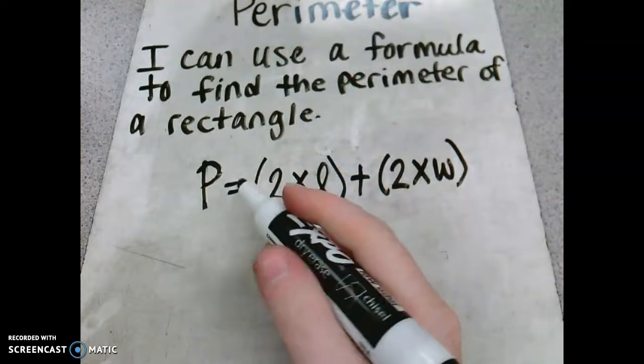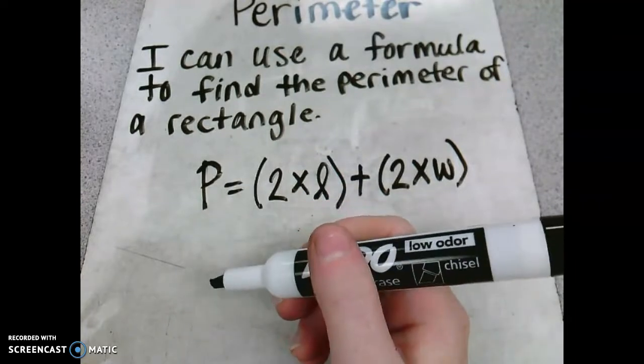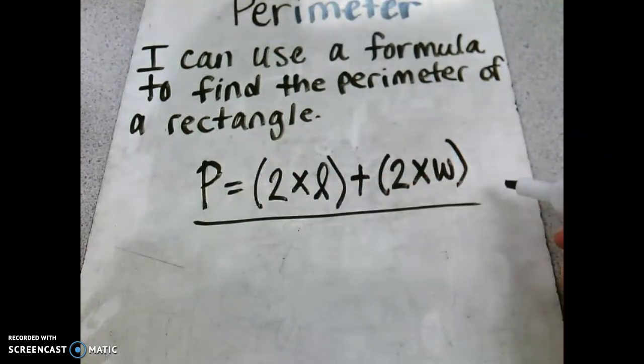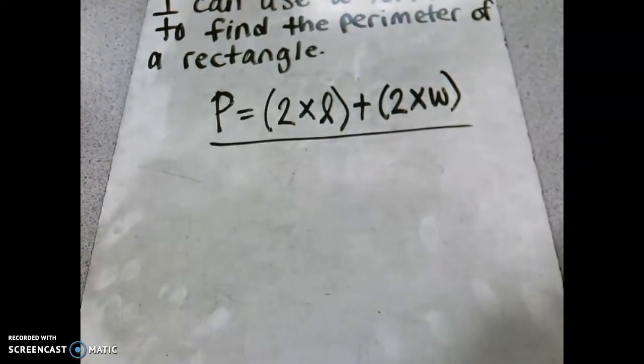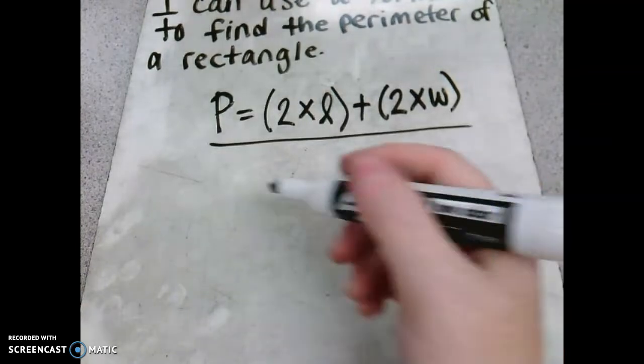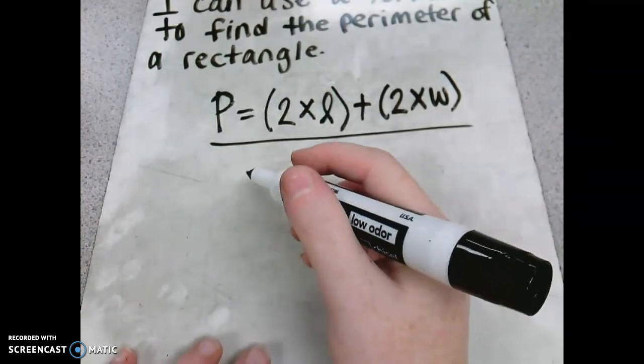Okay, so let's do an example together of using this formula to find the perimeter. If I were you, I would get a sheet of paper and write this formula down and do some of these examples with me, so that you will know how to do it on your own. You will have some examples to look back at, okay?